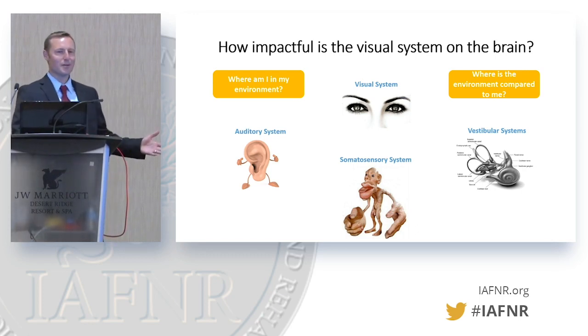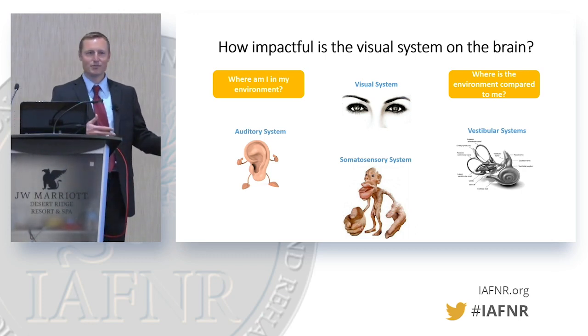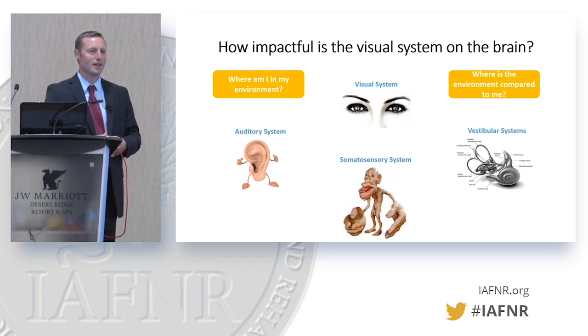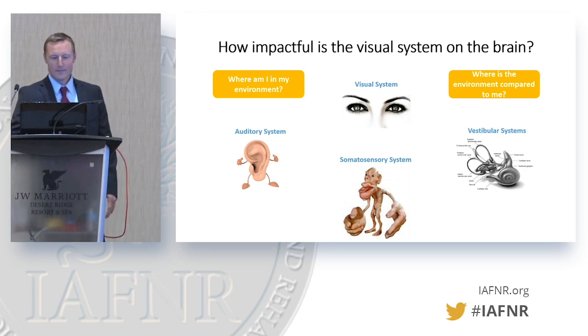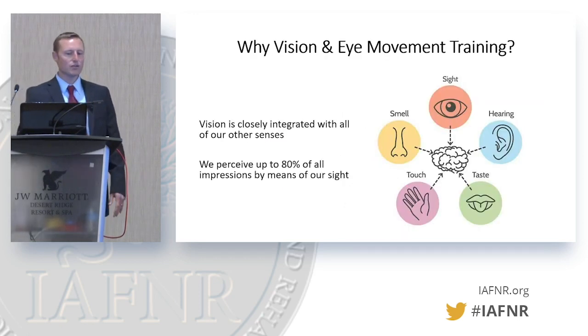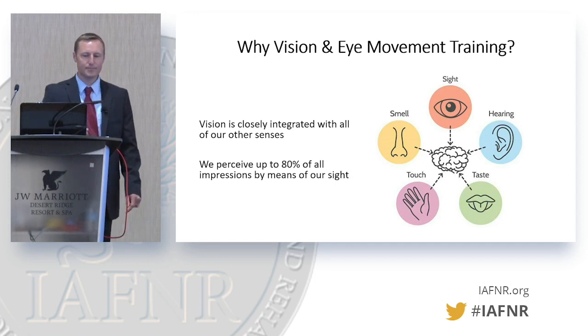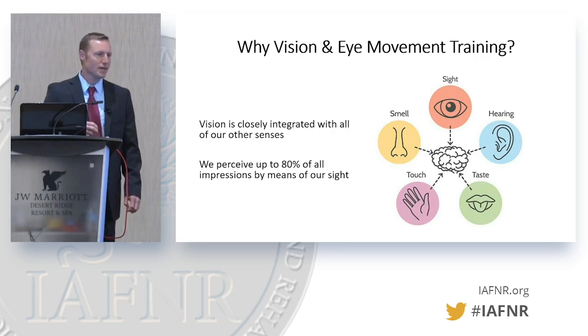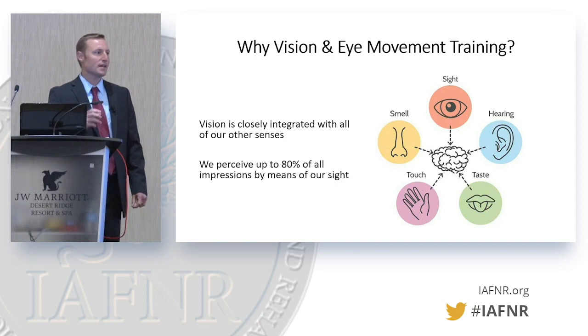Like the talk that Annette just presented here, you see that there's effects on posture. There's effects on physiology. And so vision is also important because it's closely integrated with all other senses. We perceive up to 80% of all impressions by means of our sight. The visual system is the only system that can actually tap into every part of the brain. How incredible is that?